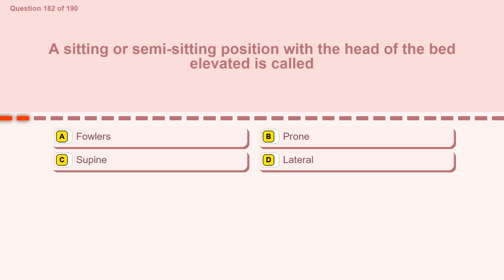Question 182. A sitting or semi-sitting position with the head of the bed elevated is called: Option A, Fowler's; Option B, prone; Option C, supine; Option D, lateral.